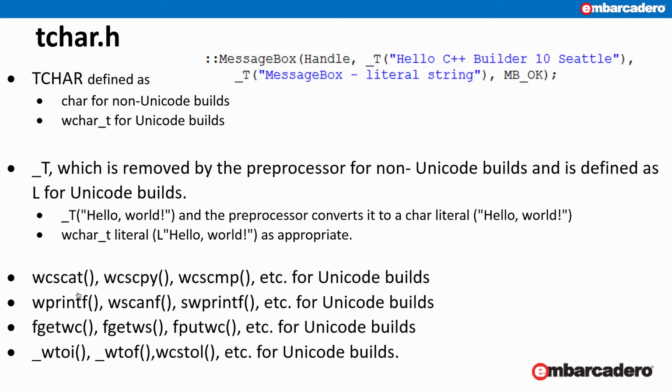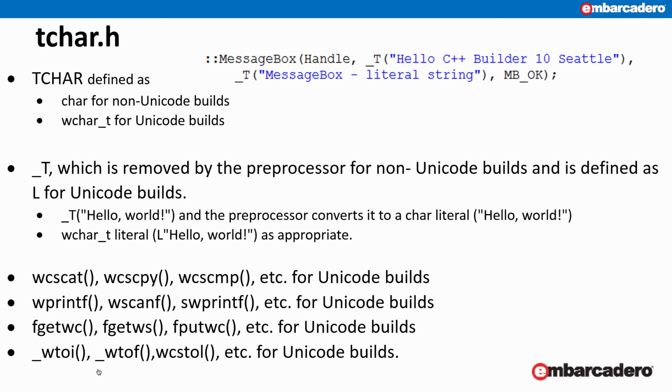And here are the other macros you get for Unicode builds from the tchar.h header file. So for example, we have the wide string cat to append one string to another. We have the wide string printf to write formatted output to standard out. We have the wide string getc to get the next character from a stream. And we have the wide atoi to convert a string to an integer.